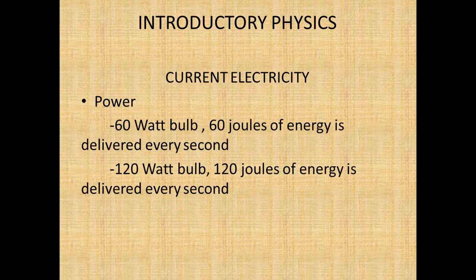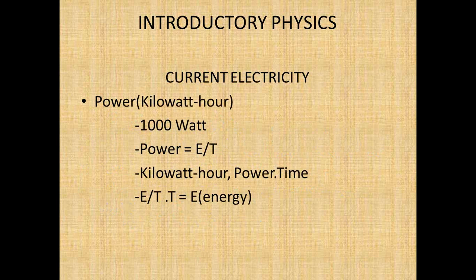Work done, the unit of work is joules. And similarly, when we say kilowatt, a kilowatt is 1,000 watts. Again, when we talk about power, it is energy per unit time.